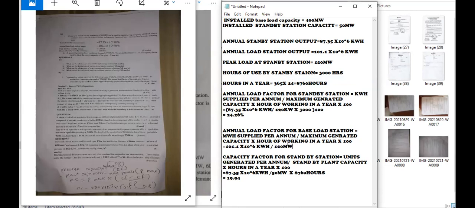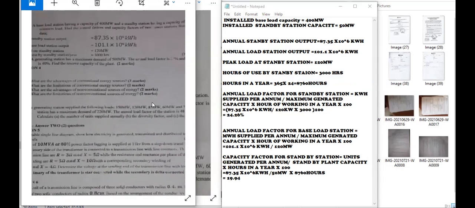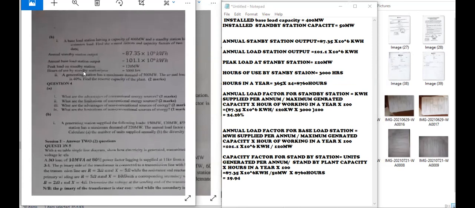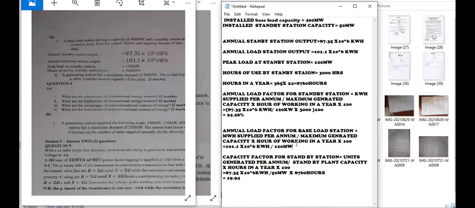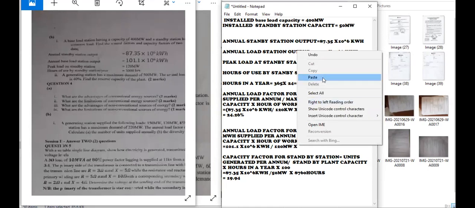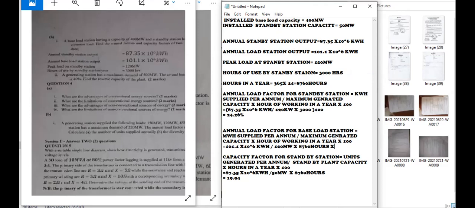Then they say times hours of working in a year. For the base load, they did not give us the hours of working in a year. They only gave the hours of use by the standby station per year, which is 3,000. The hour for this one was not given, so we assume it is for the complete 24 hours. That is, we use this base load station for 24 hours, but for the standby station, we only use 3,000. So we use 8760 as the number of hours for the base load station. Remember, we multiply by 100.